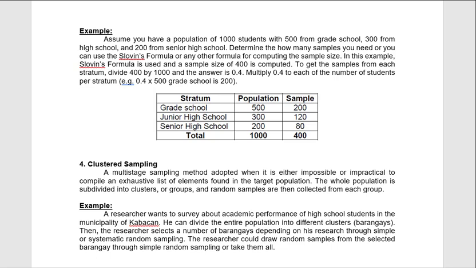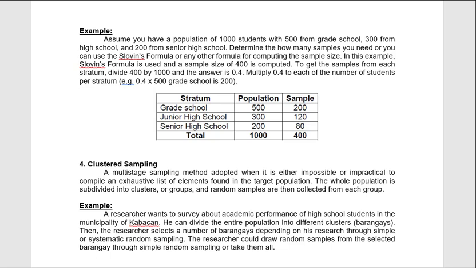The researcher now could draw random samples from the selected barangay through simple random sampling or take them all. Depende. You know? So, in clustered sampling, after you cluster, you will still do either simple random sampling or even systematic random sampling. Depende sa'yo. Okay? So, the part of clustered sampling is just a beginning, no? Kung baga, mauuna lang siya na proseso kasi nga pinapaliit mo yung sobrang lawak na scope ng iyong population.